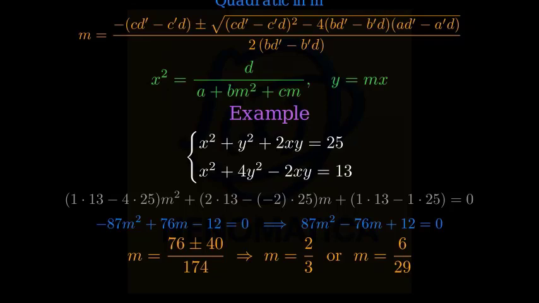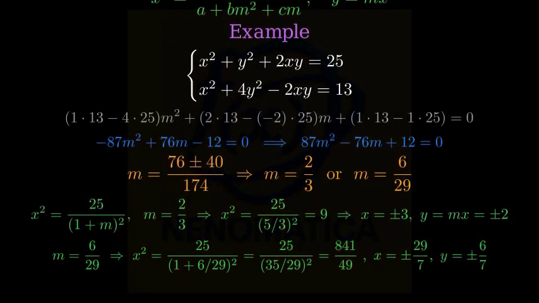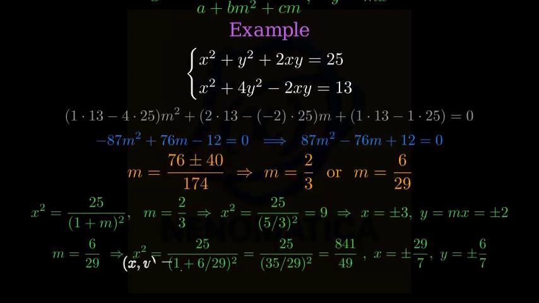Use the first factored equation to find x squared equals 25 over 1 plus m squared plus 2m, which is 25 over (5/3) squared. So x equals plus or minus 3, and y equals plus or minus 2 with the same sign. For m equals 6 over 29, we get x equals plus or minus 29 over 7, and y equals plus or minus 6 over 7 with the same sign. Those give 4 solutions in two opposite pairs.